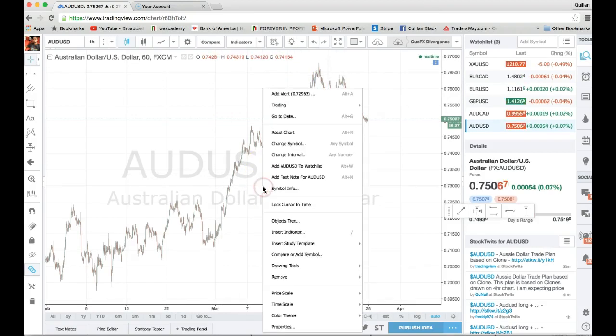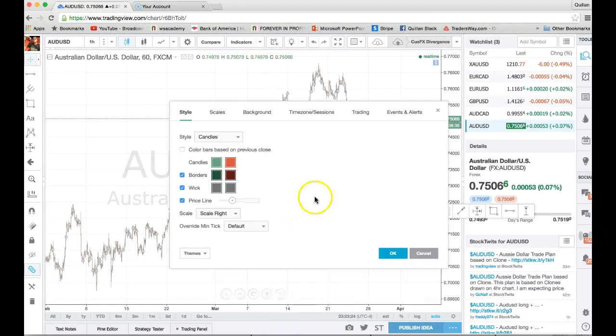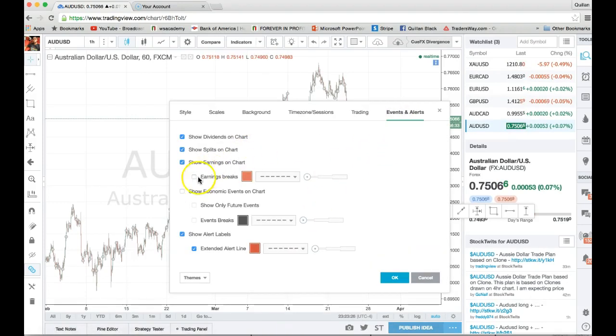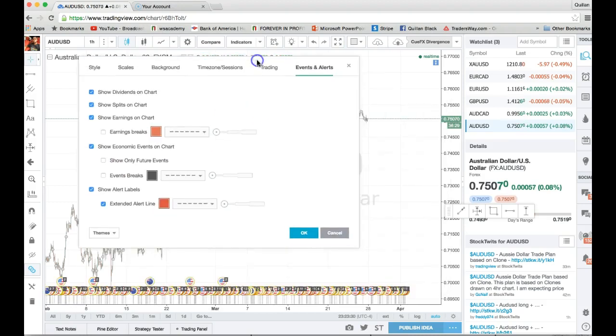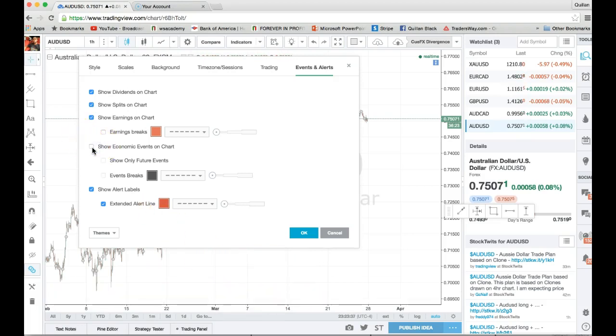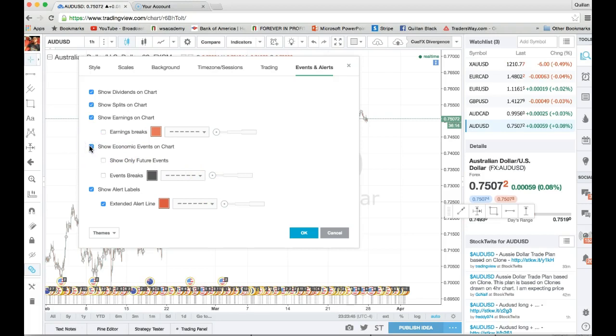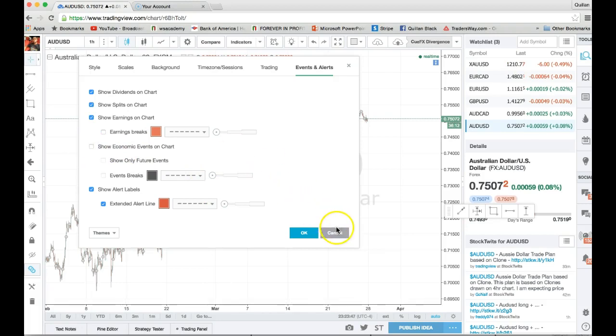Okay. Next, go on your properties and go on events and alerts and make sure this is turned off as well. Majority of times when you first start, it's going to look kind of like this, with all these events over here. Just make sure this is turned off. You don't really need those, honestly, because you can always go on Forex Factory or something like that. When it has this on it, it looks very, very cluttered, so you want a clean chart.